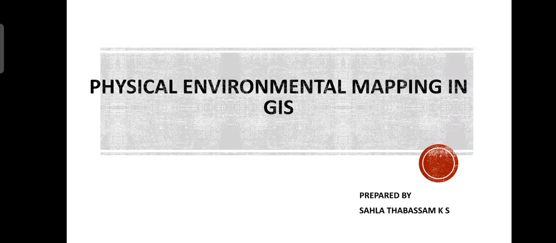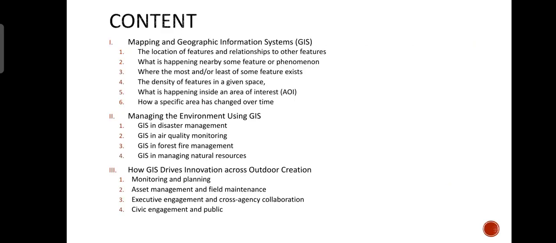Hi everyone. This session deals with the topic of physical environmental mapping in GIS. It includes three main parts. First one, mapping and geographic information system. Second, managing the environment using GIS. Third, how GIS drives innovation across outdoor creation.